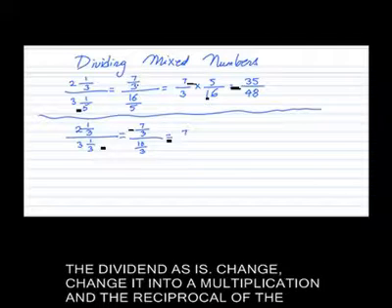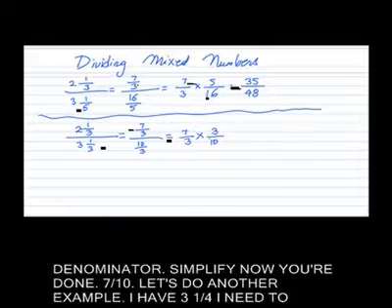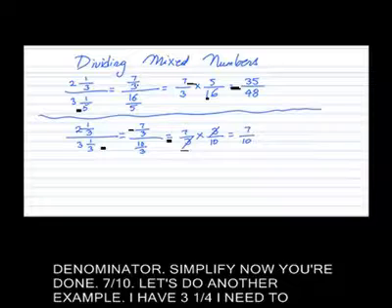Take the dividend as is. Change it into a multiplication and the reciprocal of the divisor. Simplify. Now you're done. 7/10.